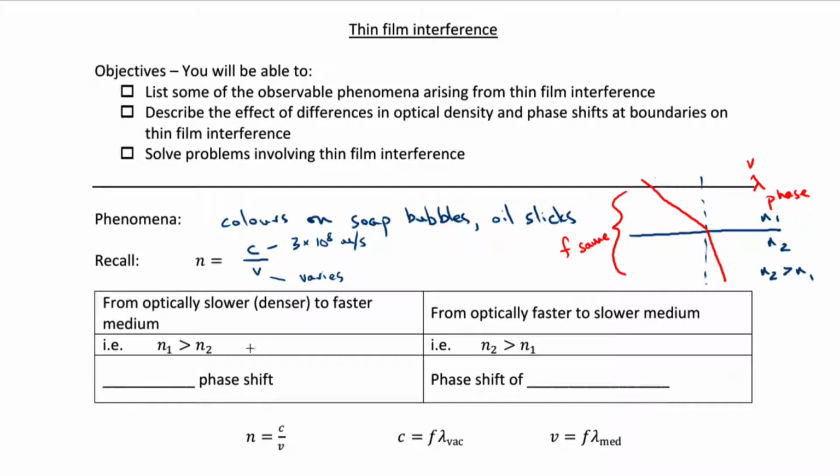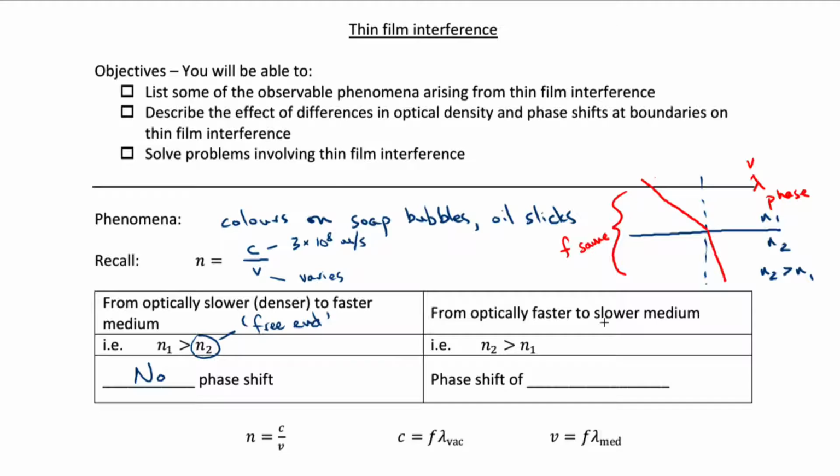If we go from an optically slower or optically denser medium to a faster medium, in other words, if the index of refraction in the first medium is greater than that in the second, then this second medium acts as if it's a free end. And so like we saw in the simulation, where the pulse reflected back upright, we see no phase shift. There's no phase shift for the reflected ray, which I haven't drawn in, but I'll draw in shortly.